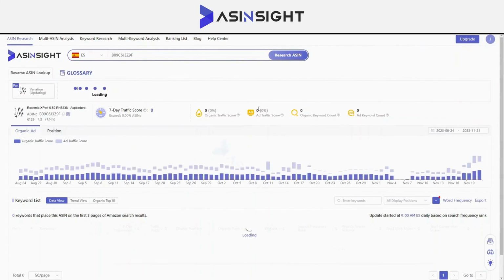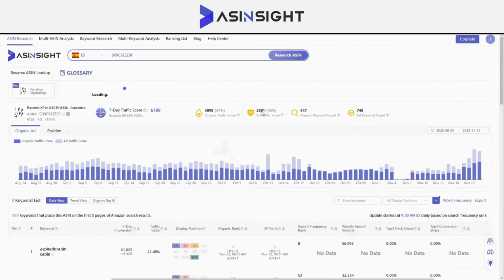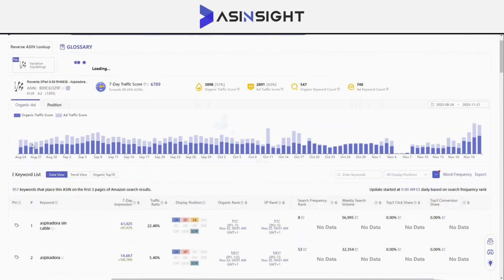It's in progress. For now, what it's showing us is the traffic score for the last 7 days. It tells us that the visits in the last 7 days are roughly these. 57% comes from organic traffic, 43% from ads. And it tells us how many keywords there are in organic and how many keywords there are in ads. A very, very cool level of detail. Here it's showing us since August as well, with little graphs and all.